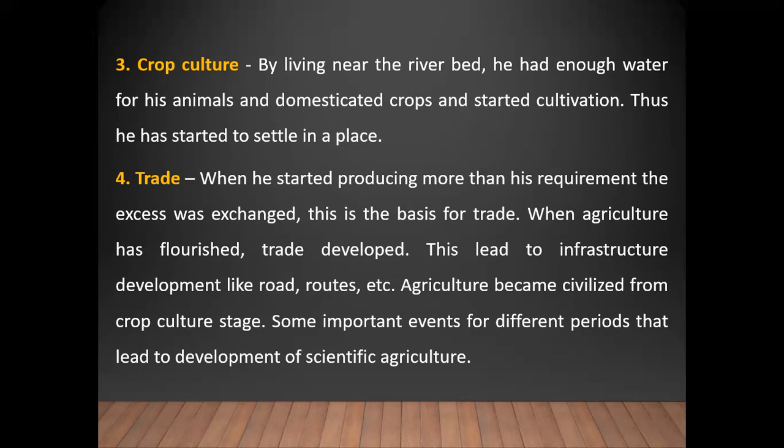Third is crop culture. By living near the riverbeds, man had enough water for his animals and domesticated crops and started cultivation step by step. Thus, he started to settle in a place where it was suitable for cultivation as well as for rearing animals.